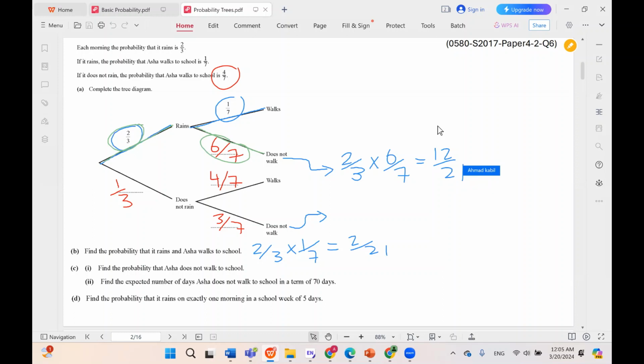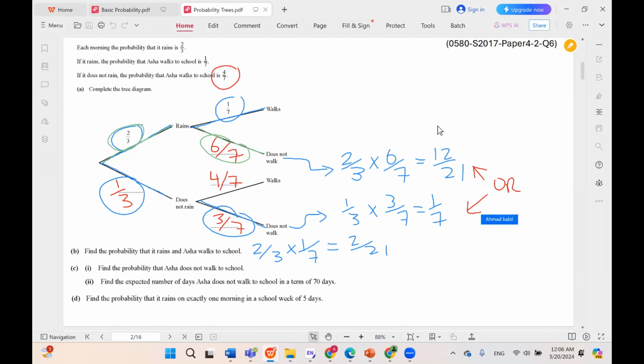And then for the second scenario, it does not rain and she does not walk to school. So we need to multiply these two values together. So 1 over 3 times 3 over 7. And this gives us 1 over 7. So either this would happen or that would happen.